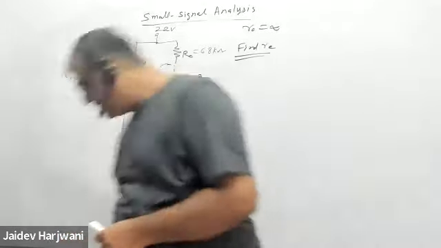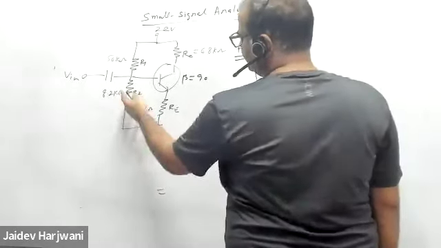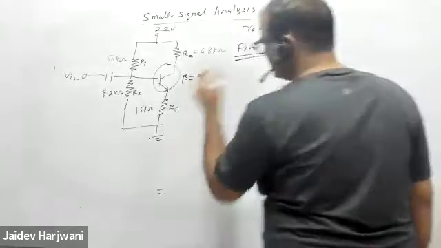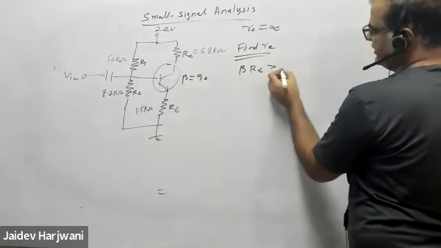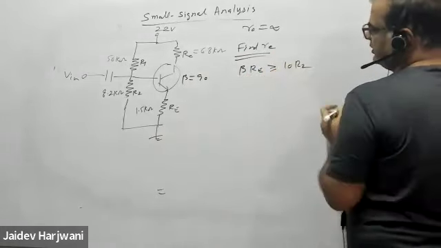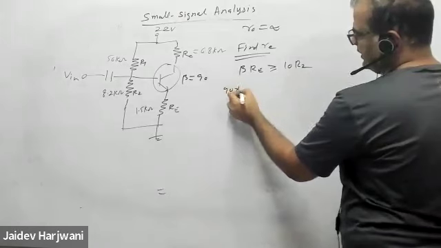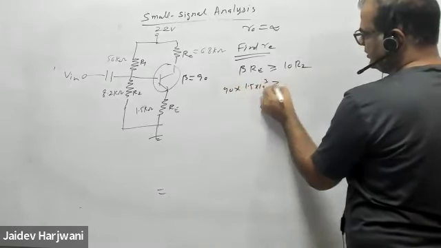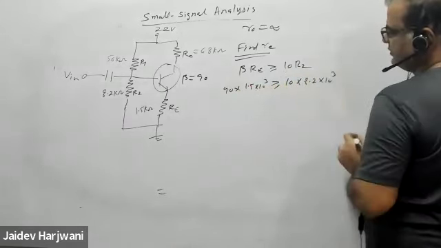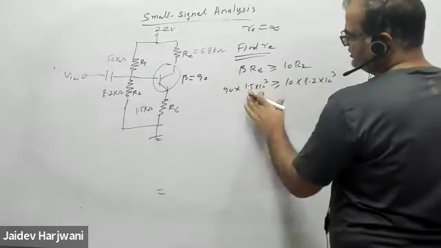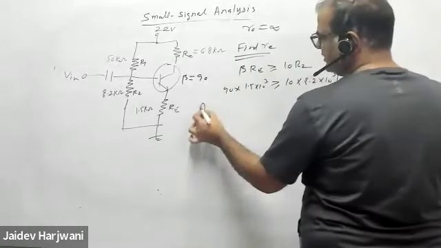First, you have to check that beta RE should be greater than or equal to 10 R2. Beta is 90 into RE is 1.5 kilo ohm, and 10 R2 is 82 kilo ohm. So this is greater than 82, so this condition is satisfied. So you can use the approximation method.